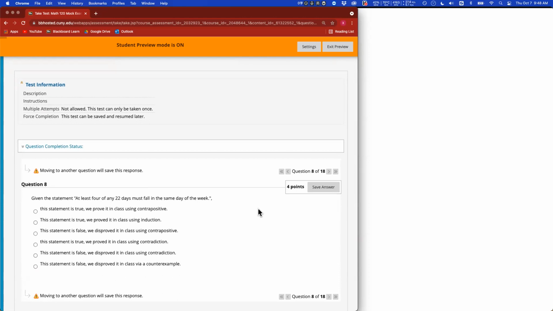Okay. Now, if you look at this statement, this is the one we proved in class. At least 4 of any 22 days must fall on the same day of the week. So is this true or false? So we know this is true, right? Because in class we proved it. But how do we prove it? Which proof method did we use to show this is true?